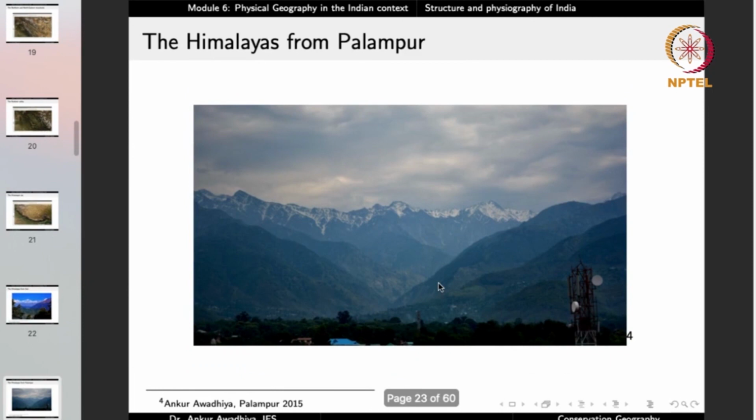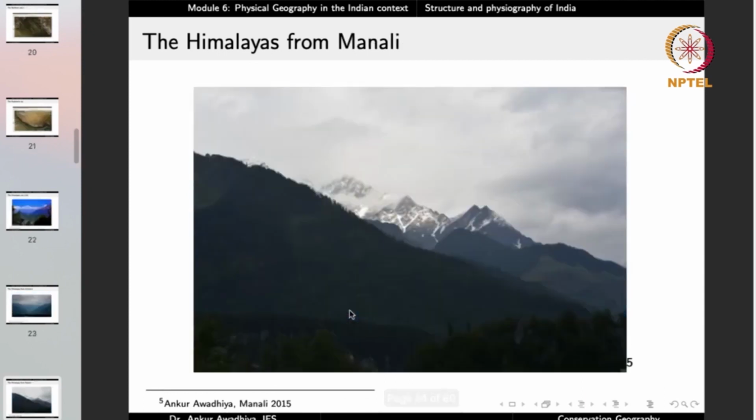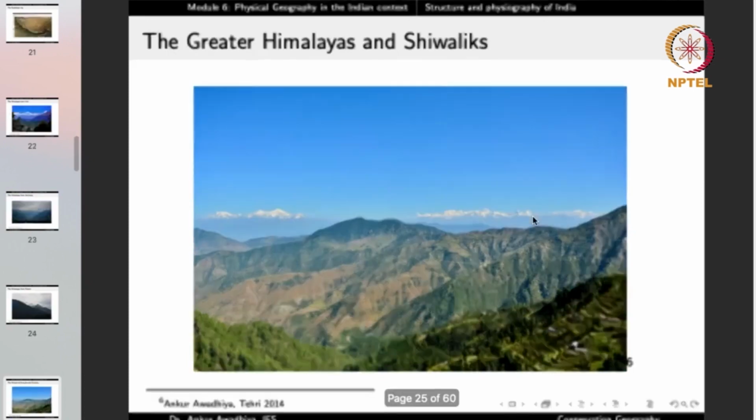So this is an image from Oli. This is an image from Palampur in Himachal Pradesh. Here again you can observe that you have rows after rows of hills and mountains. This is how the Himalayas look from Manali. Here you can observe that there are a large number of horns in this area, which means that the glaciers are playing a big role in setting the geomorphology of this area.